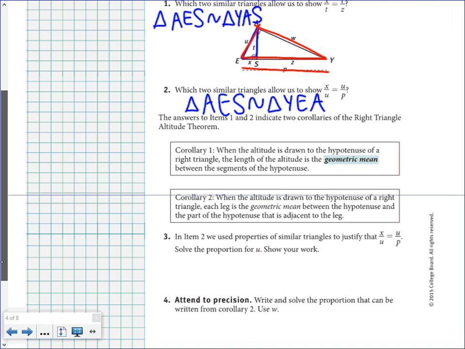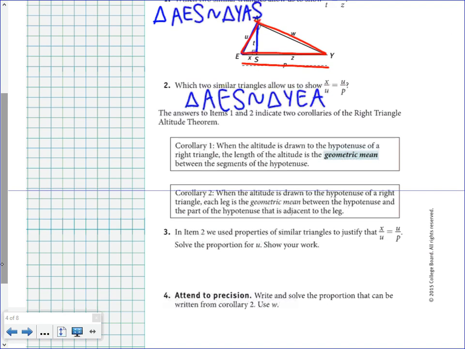So the first corollary, when your altitude is drawn to the hypotenuse of a right triangle, so like what we have in our figure, when that happens, the altitude is the geometric mean between the segments of the hypotenuse. And so some of you may know what the geometric mean is, and some of you may not. So I want to go to the next page in your notes and discuss geometric mean, and then come back and go over this corollary in more detail.